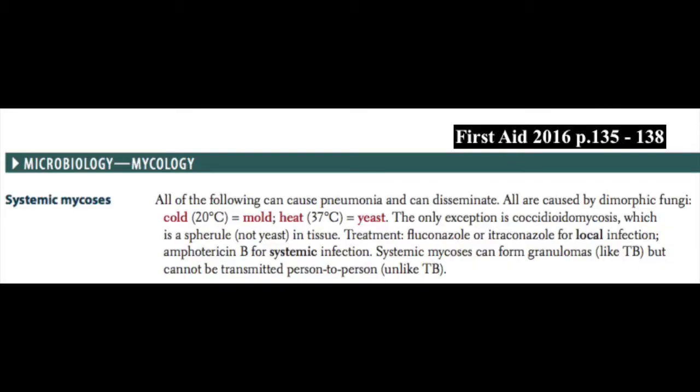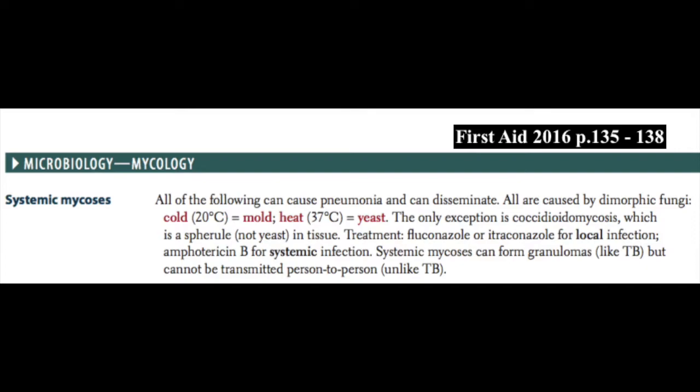In this section, we will discuss mycology, or fungus and molds. Next, let's discuss systemic mycoses. All of the following can cause pneumonia and can disseminate. All of them are caused by dimorphic fungi, which means that when they are cold, at about 20 degrees, they're in mold form. When they're hot, about 37 degrees, they're in a yeast form. The only exception to this rule is coccidioidomycosis, which is a spherule and not a yeast in tissue.